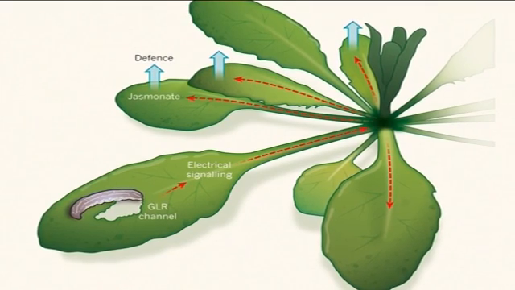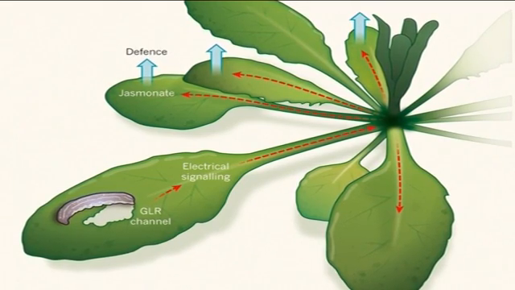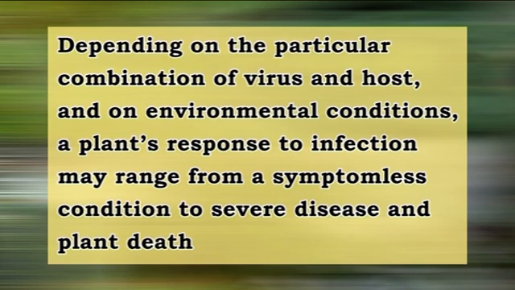In addition, plants possess a general defense system that is somewhat analogous to the animal immune system. The major difference between the two is that the immune system in animals targets a pathogen's proteins, whereas the plant defense system, which is called RNA silencing, or ribonucleic acid silencing, detects and degrades viral RNAs. Depending on the particular combination of virus and host and on environmental conditions, a plant's response to infection may range from a symptomless condition to severe disease and plant death.